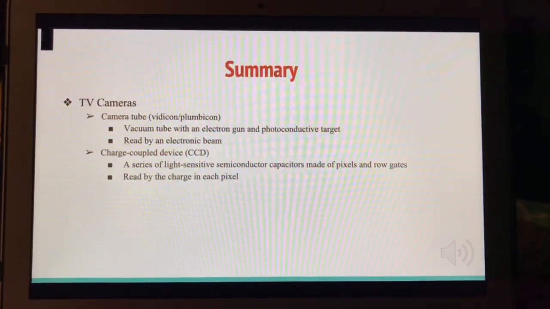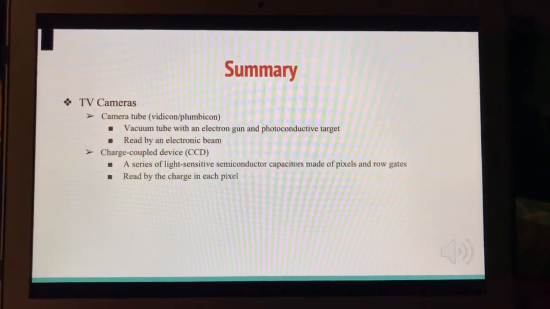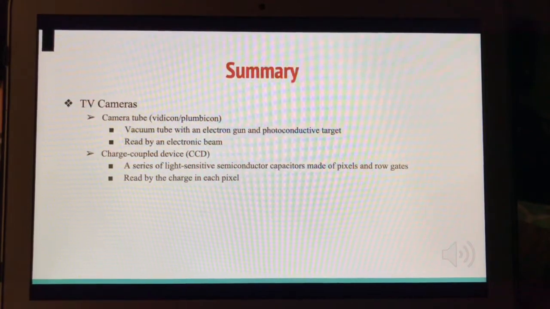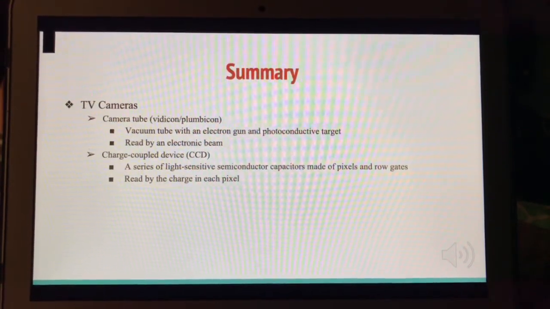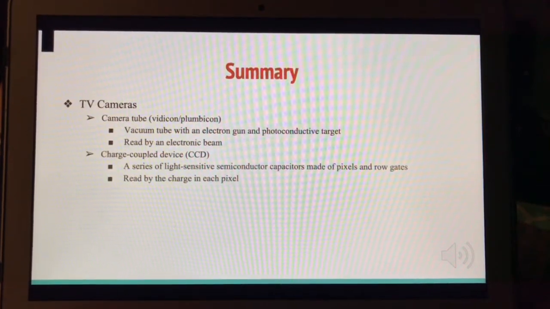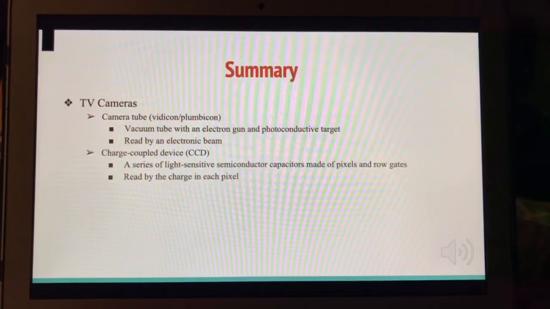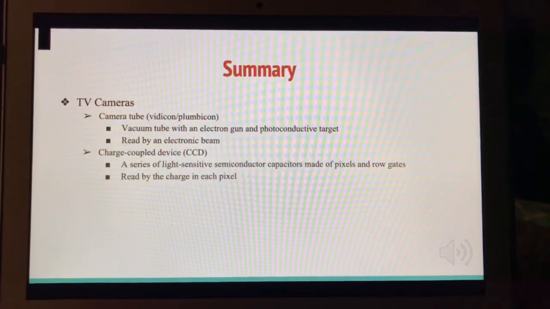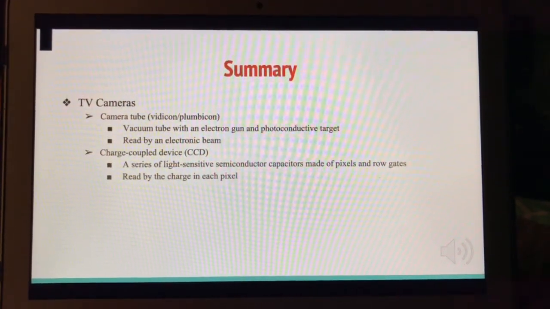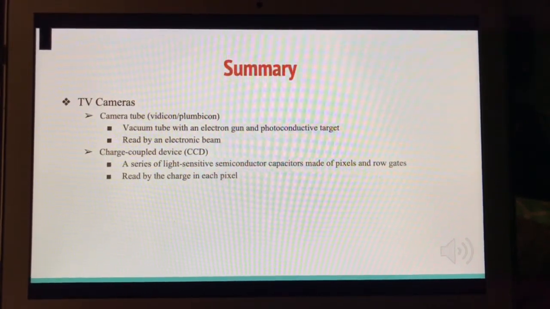A charge-coupled device is a series of light-sensitive semiconductor capacitors. Each capacitor is composed of a photosensitive pixel, and between each pixel are electrodes called row gates. When the CCD is stimulated by light, an electrical charge is created and stored in a capacitor. The capacitor sends the electronic signal. Overall, camera tubes are read out by an electron beam, whereas a CCD is read by the charge in each pixel.